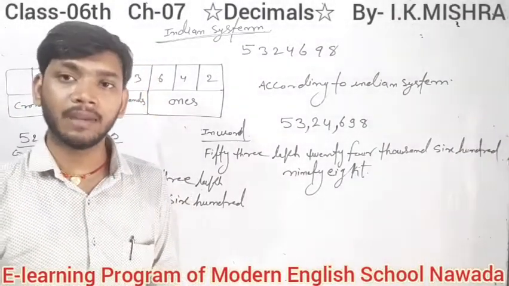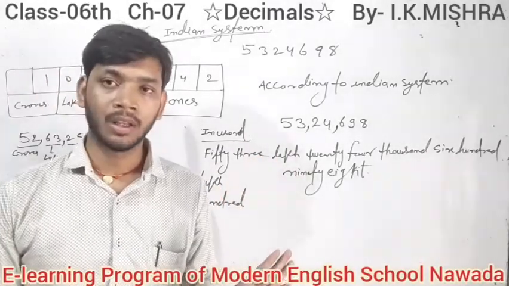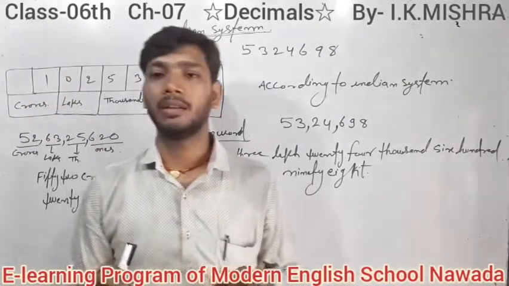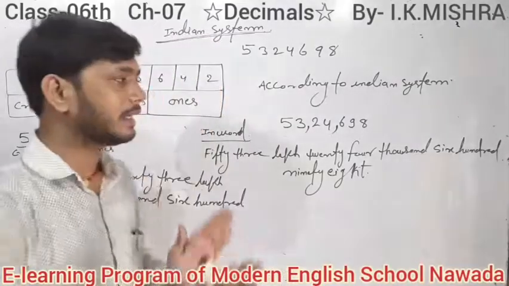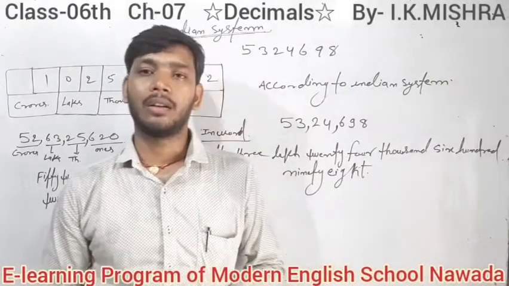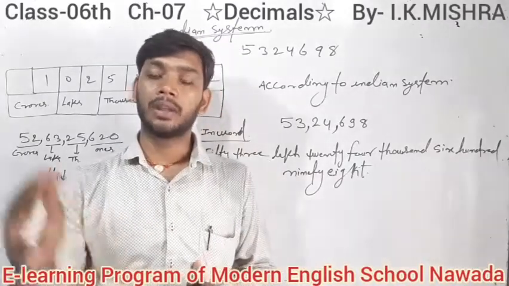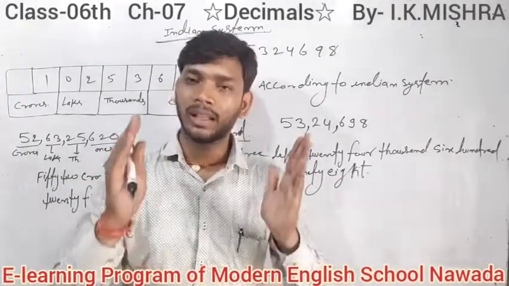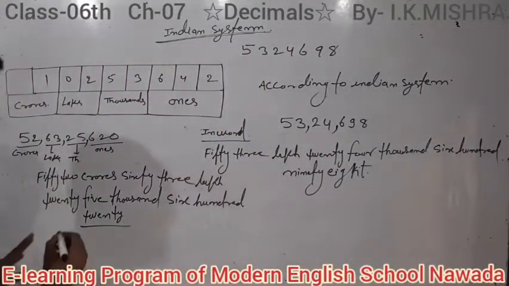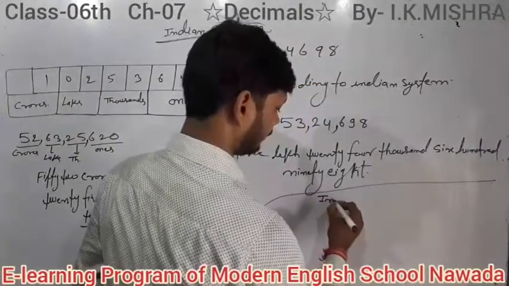That means writing the name in words of a number in the international system. Students, always remember, in the international system each period also starts from the right side of the number. Each period will have 3 digits. Suppose here you write a number in the international system.